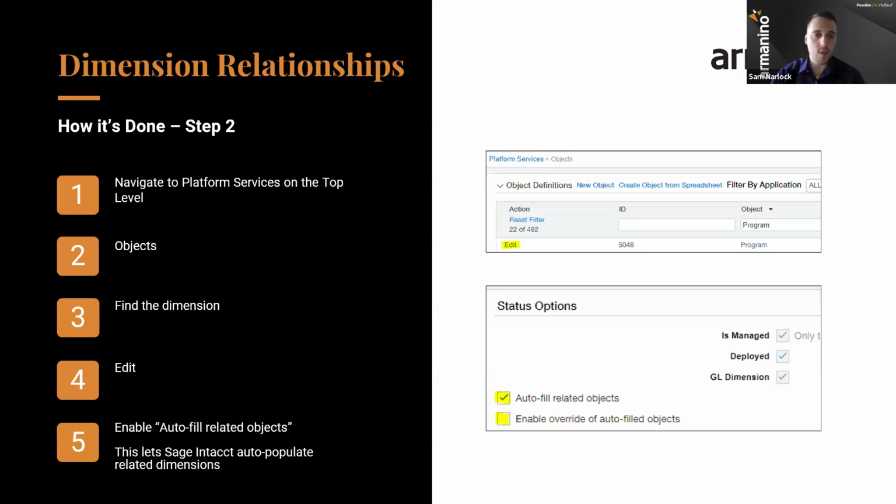One other thing you can do with dimension relationships that's not listed here is create a narrowed down list. So if, for example, you need a user to select a program and only see three or four departments related to that and have them choose from that list, you can create those narrowed down lists as well.